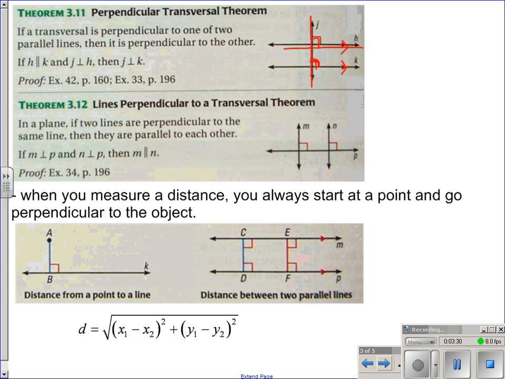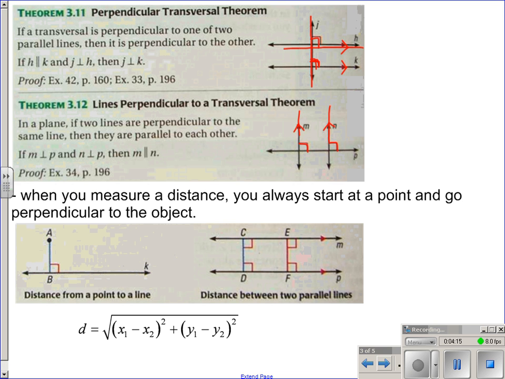Okay, hit pause, theorem 3.12. All right, this one says if you have two lines perpendicular to the same line, line M is perpendicular to line P, line N is perpendicular to line P. If those two lines are perpendicular to the same one, then these two lines are going to be parallel to each other. What we have here is the corresponding angles converse theorem. Right angle here, those two angles are congruent to each other. They are in the corresponding angle position. Because the corresponding angles are congruent, it means the lines are parallel.